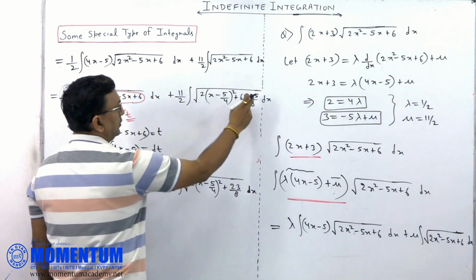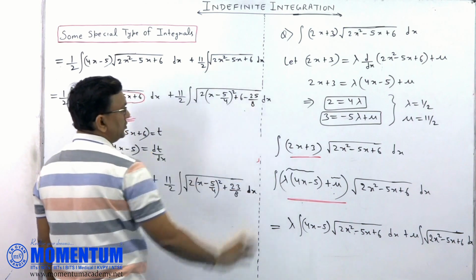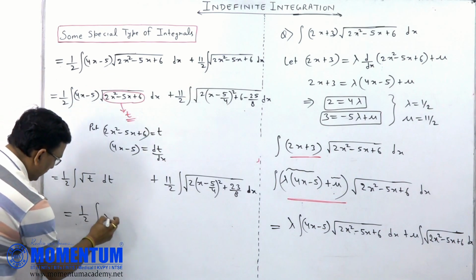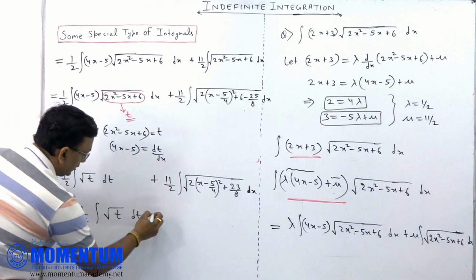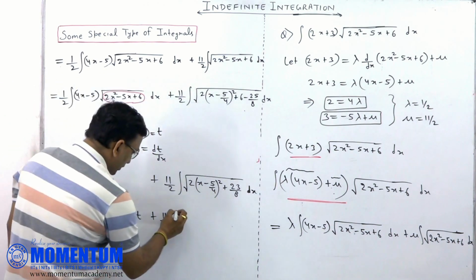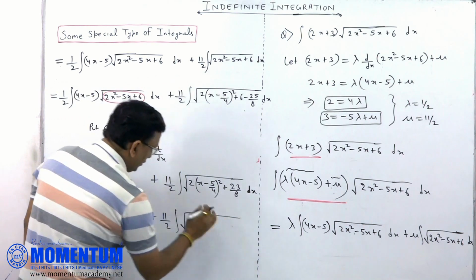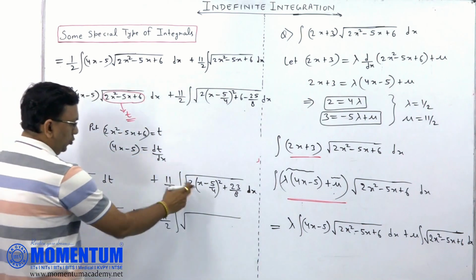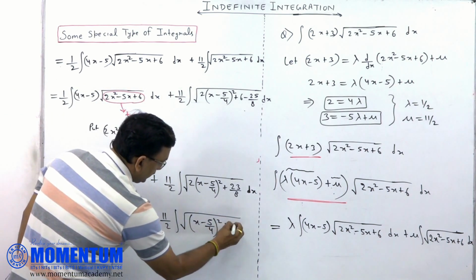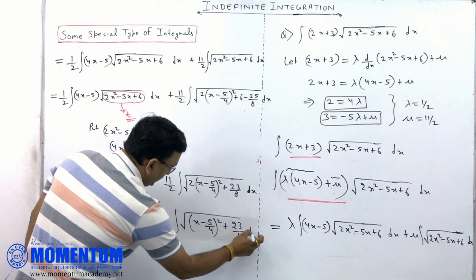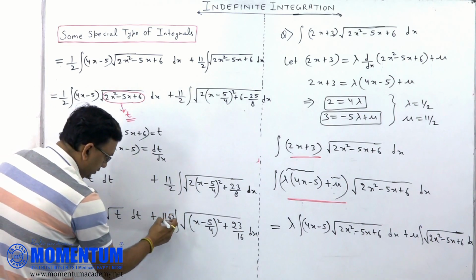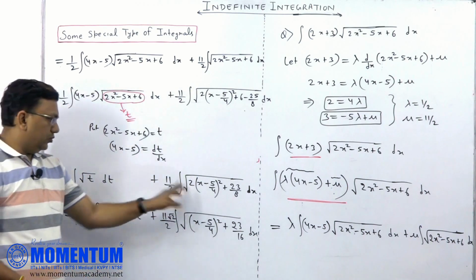Is it? मैंने क्या कर दिया? 48 minus 25 that is 23. So 1 by 2 integration of root t dt plus 11 by 2 integration of root over. Now I am taking 2 common. So x minus 5 by 4 whole square plus 23 by 16. ये 2 मैंने कॉमन लिया तो 2 बाहर आके यहाँ आ गया रूट 2 हो गया. ये समझा? 2 का मैंने बाहर कॉमन निकाला.